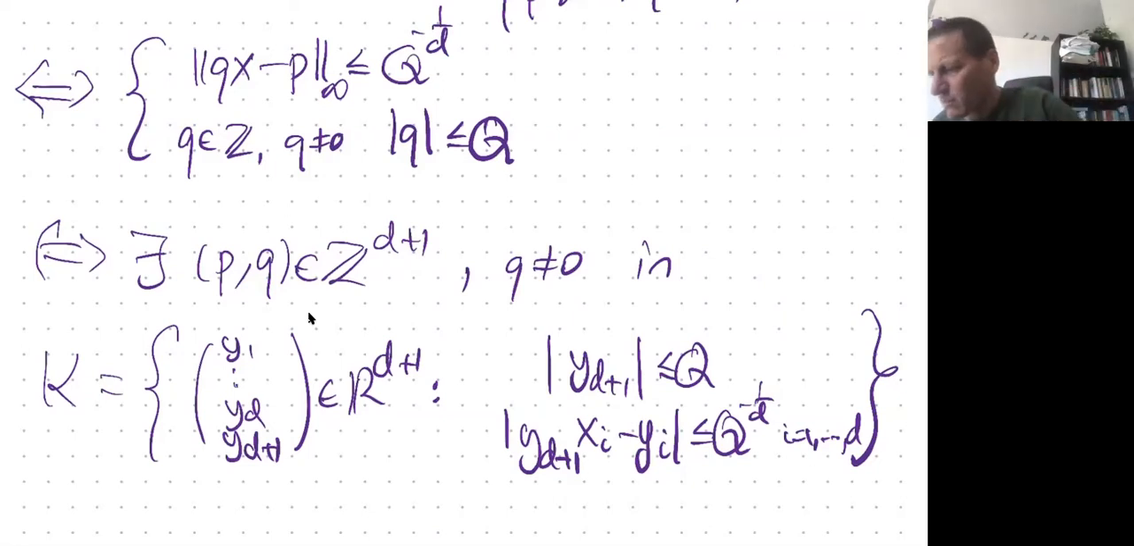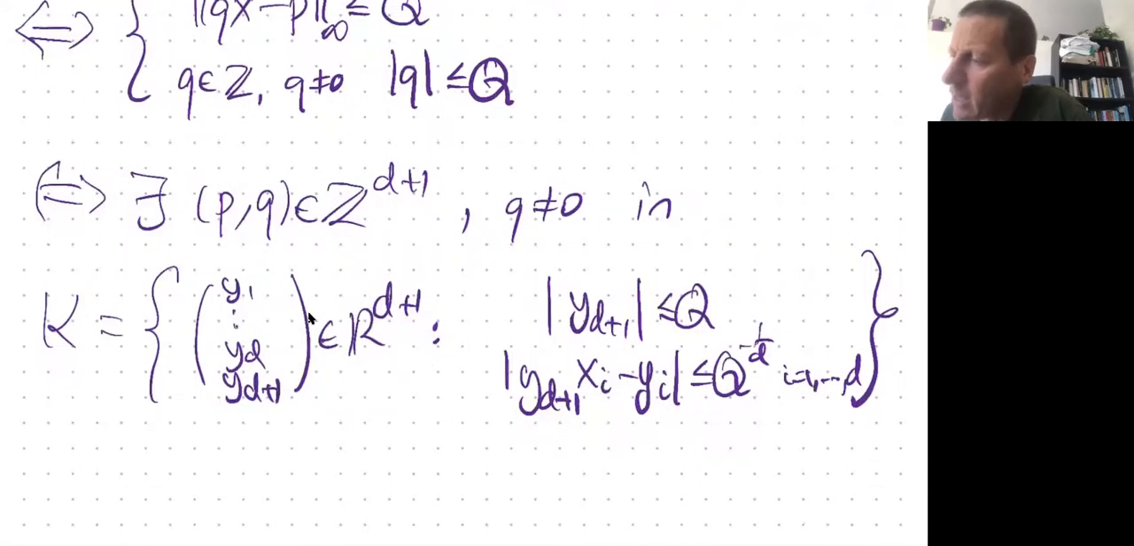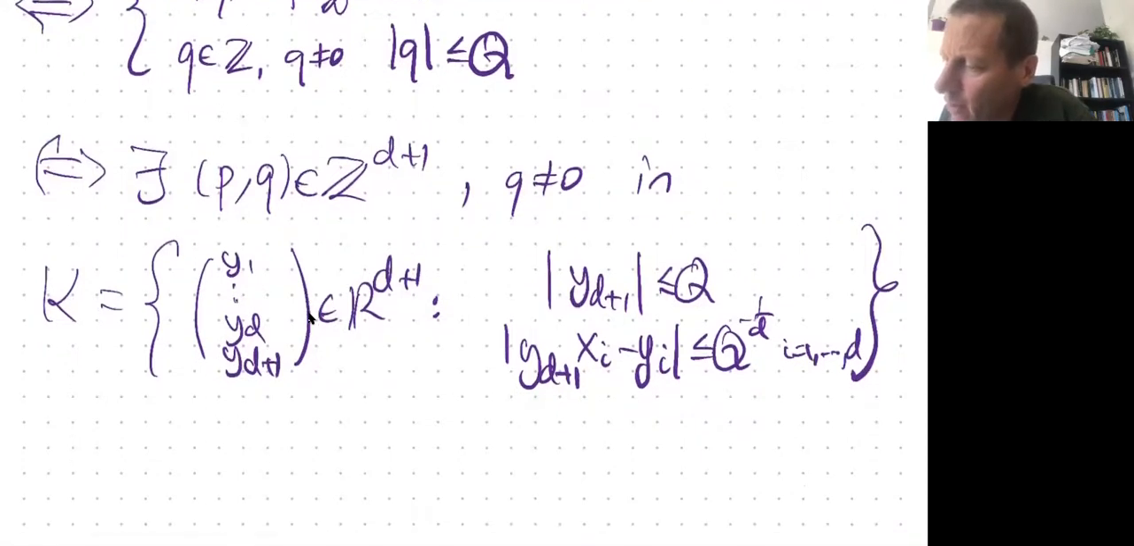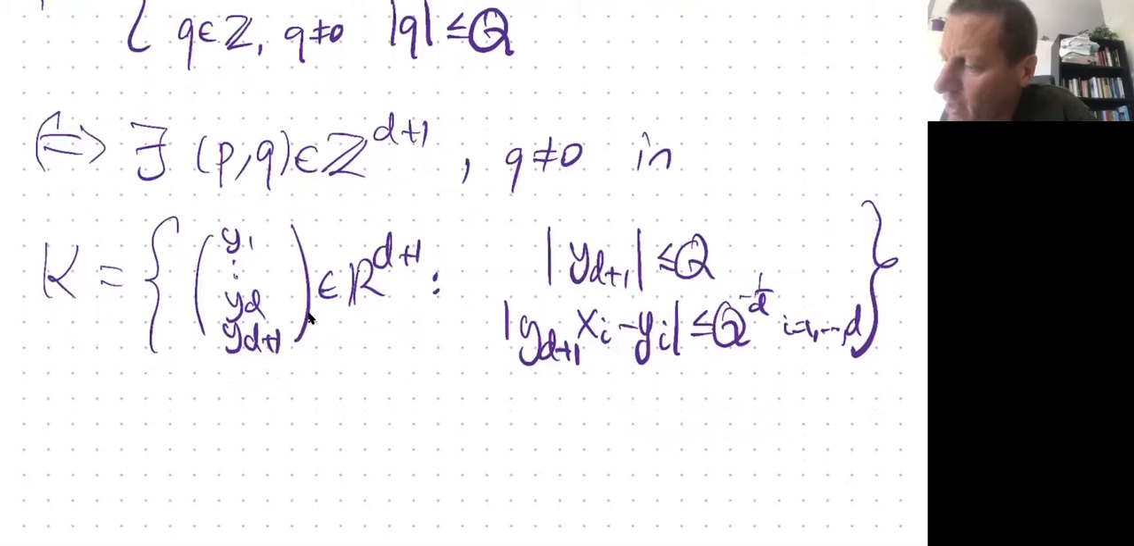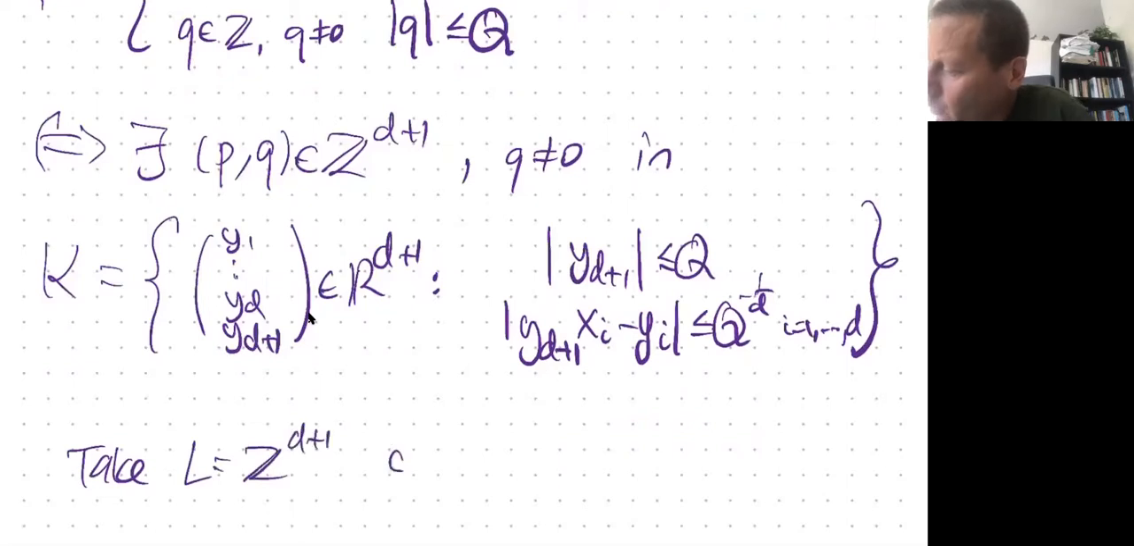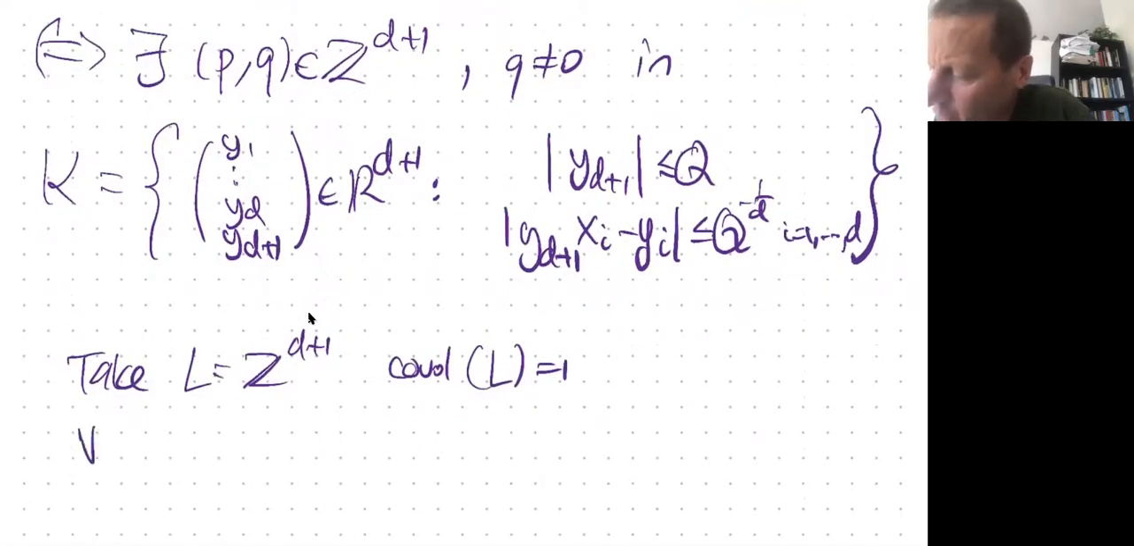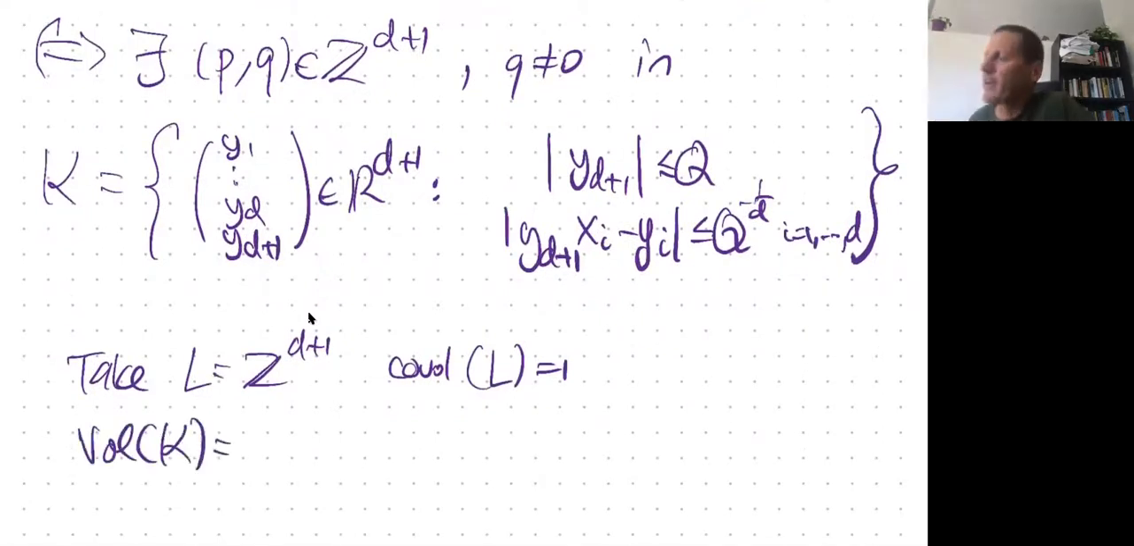And the advantage of this formulation is that now this (p, q) lives in a lattice. So take the lattice L to have volume 1, and let's compute the volume of K. Well, what's the shape of K? There are two conditions here. I'm claiming that the volume of K is 2^(d+1), and let me just write it down and justify that.